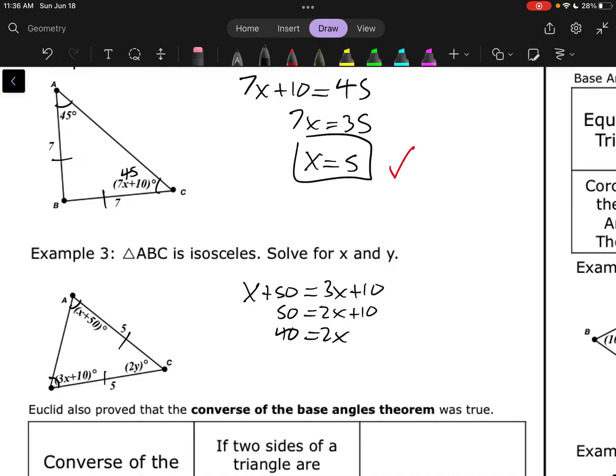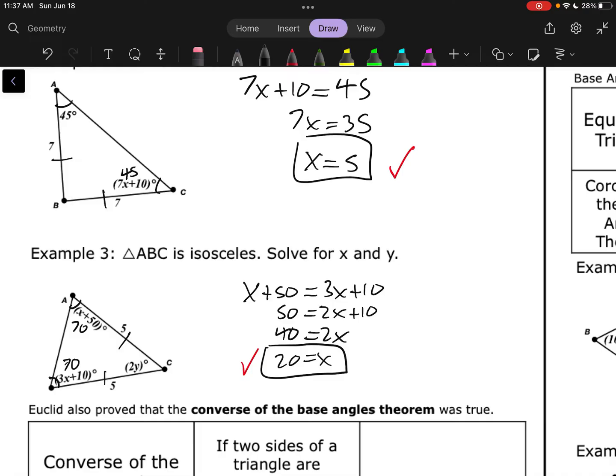Subtract the 10, I get 40 is equal to 2x, which means that x is 20. Now, that 2y up at angle C is not congruent to the other ones, because that's not the base angles. But let's plug x back in and see what happens. If x is 20, 20 plus 50 is 70. 3 times 20 is 60, plus 10 is 70. So those two angles are the same. That's good. I'm going to put a check because we checked that.